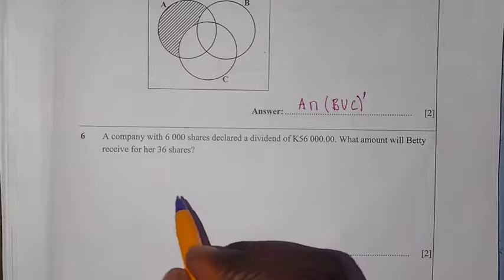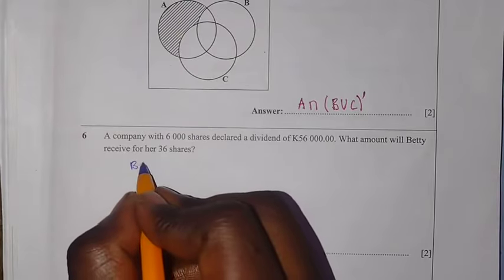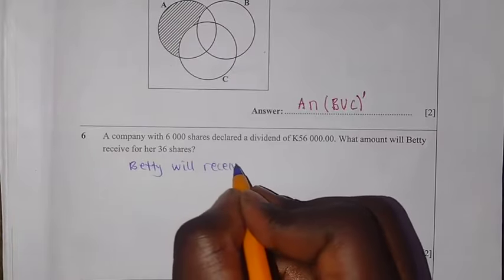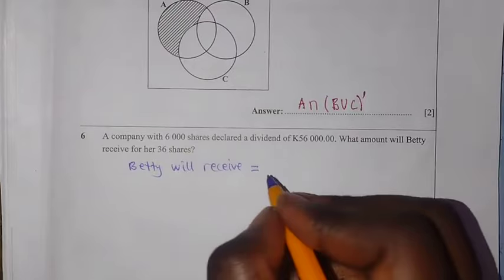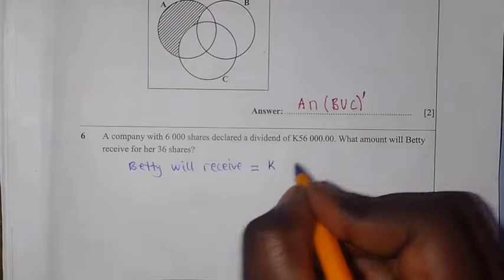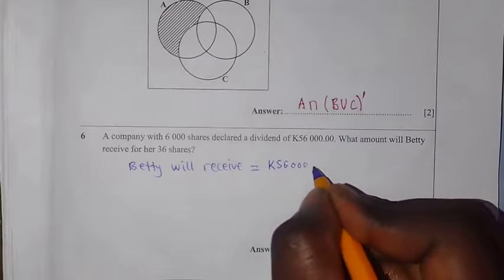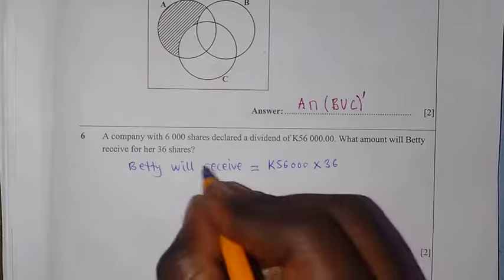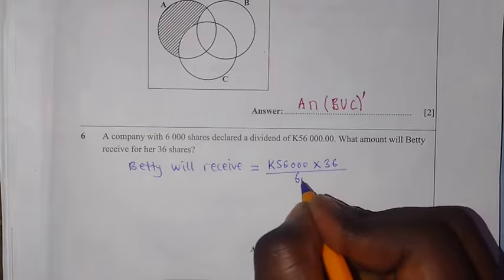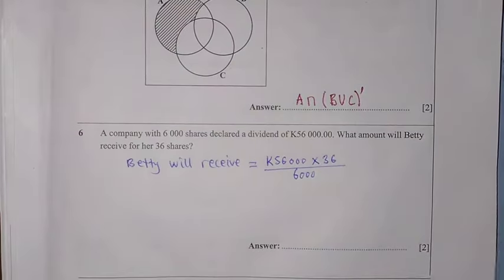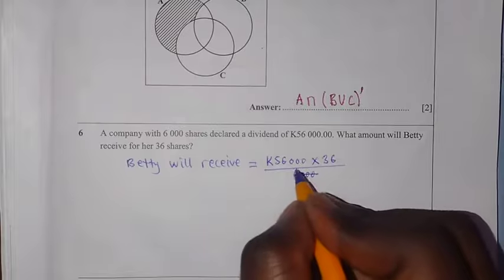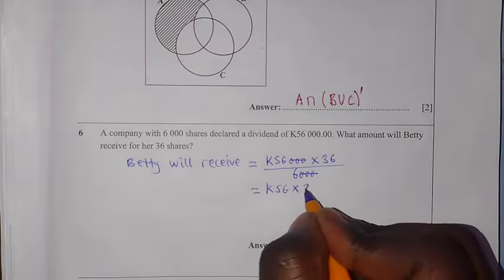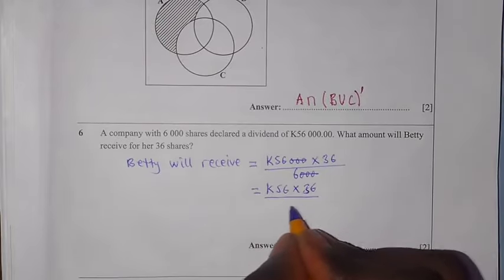You can do it like that, or you can answer it in this way. Betty will receive the dividend, which is 56,000, multiplied by the number of shares for Betty. Betty had 36 shares. Then you divide by the total number of shares of this company, which was 6,000 shares. So you can cancel these 3 zeros, and you are remaining with 56 times 36, over 6.